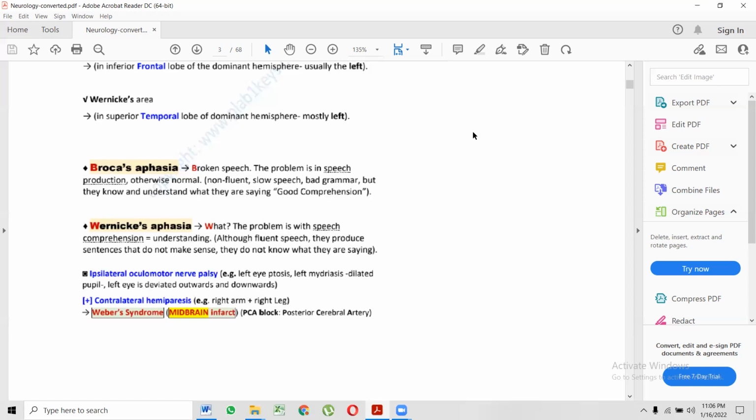The first two from the cerebral cortex are the olfactory and optic nerves. Third and fourth from the midbrain. Fifth, sixth, 7, and 8 from the pons. 9, 10, 11, and 12 from the medulla. Now, what are the functions of these different cranial nerves?